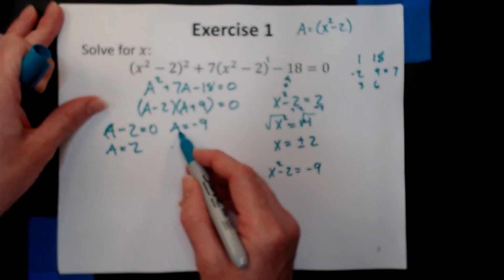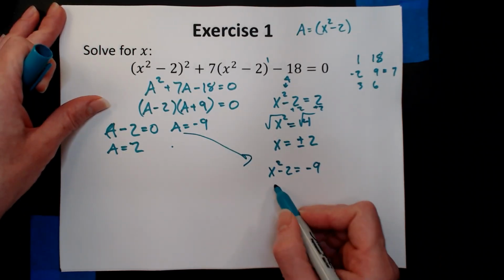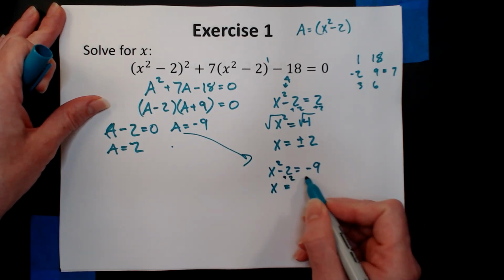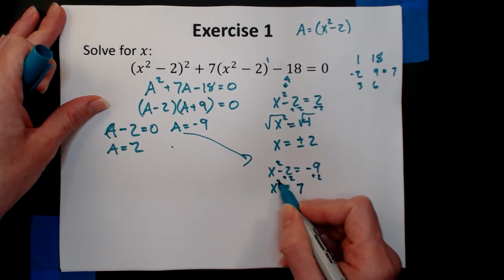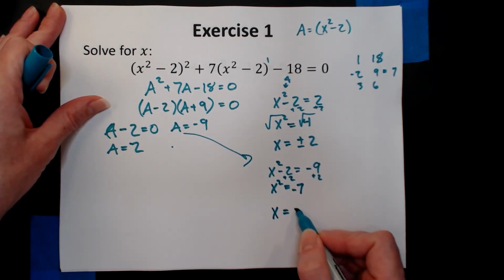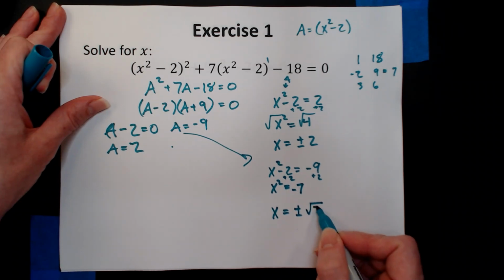All right, so I'm doing this portion right here. And that's going to give me x squared equals, and I'm going to add 2 to both sides again, 7, or x squared equals negative 7. So that means x equals plus or minus the square root of 7.